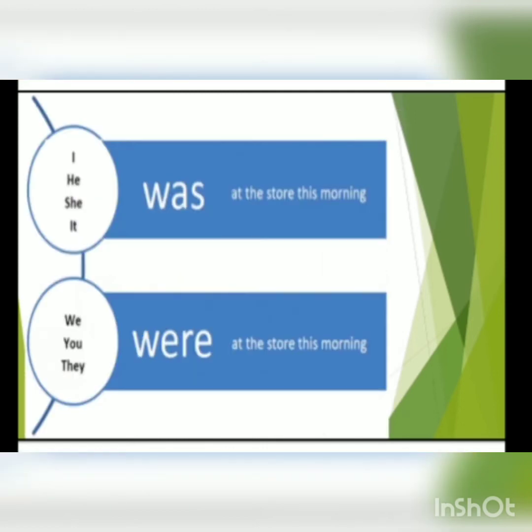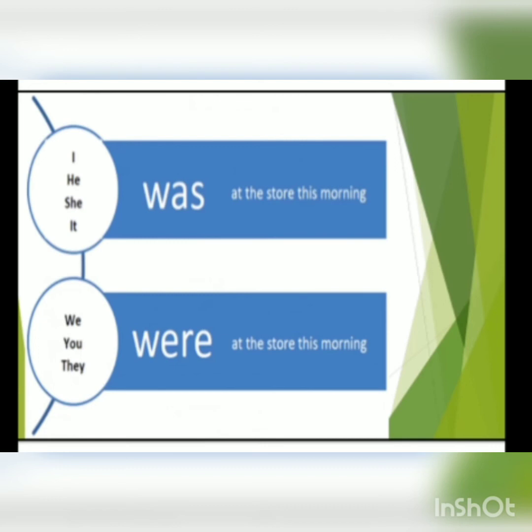Now let's understand this with this table. I, he, she, it. Let's read it. I was at the store this morning. He was at the store this morning. She was at the store this morning. It was at the store this morning. So you can again see all these singular pronouns are used with was. Okay, now come to the down part.